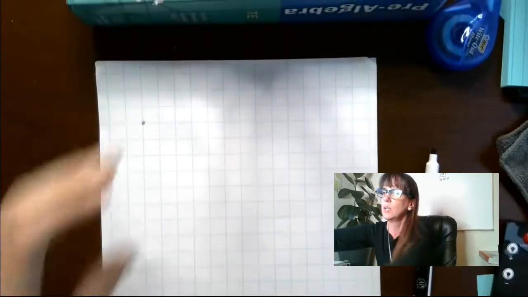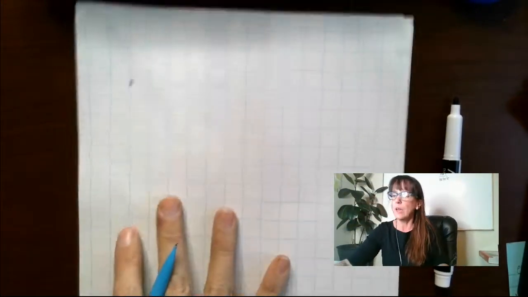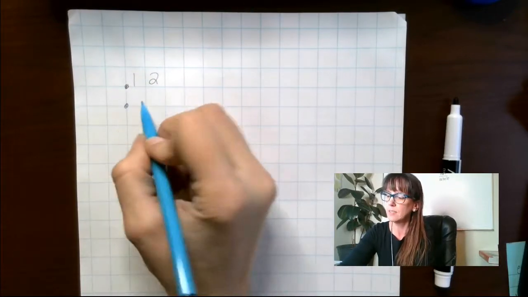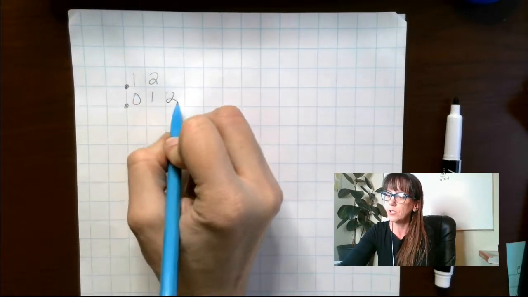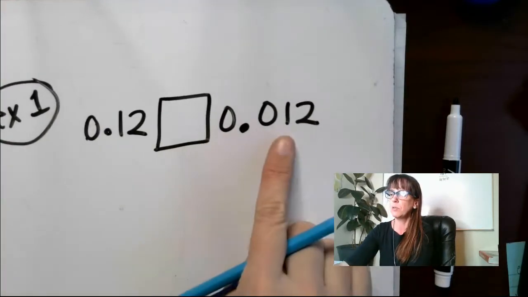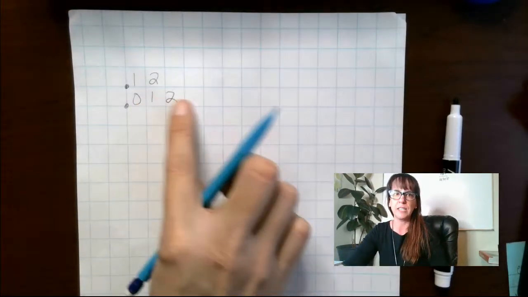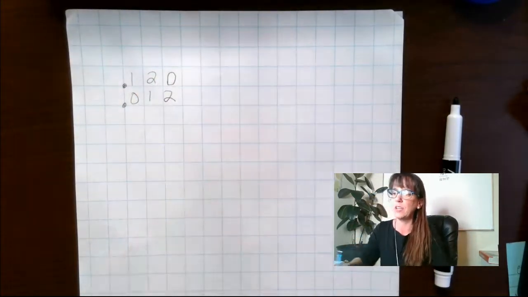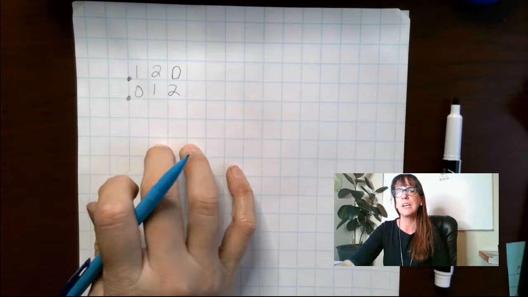All right, so let's see here. It was 0.12 compared to 0.012. Do you see how they take up 3 boxes? So again, that's 0.12 and 0.012. Do you see how it takes up 3 boxes at the maximum there? Throw a 0 in here so that you have the same number of digits when we're comparing.